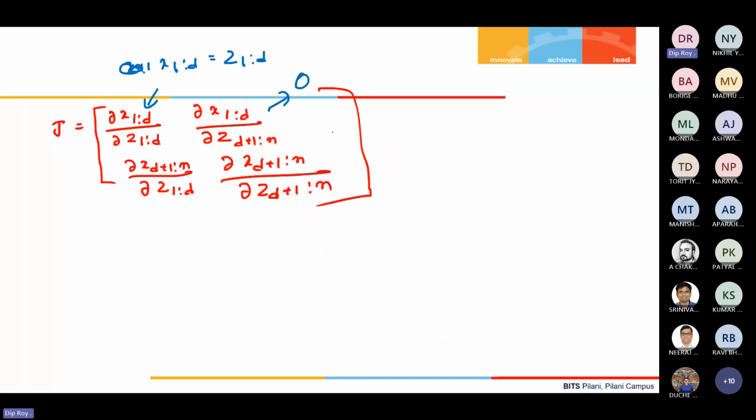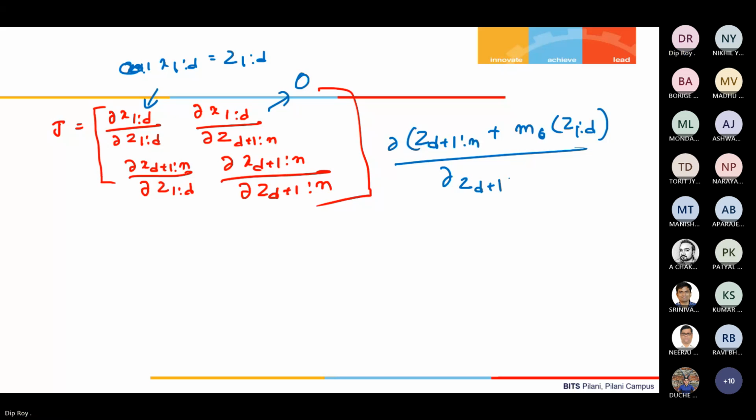Again, let me come to this first. What is this? This is basically the bottom right. How can you write it? You can expand it in this particular manner: z d plus 1 n, plus m theta. We have just used the function, and then this z d plus 1.